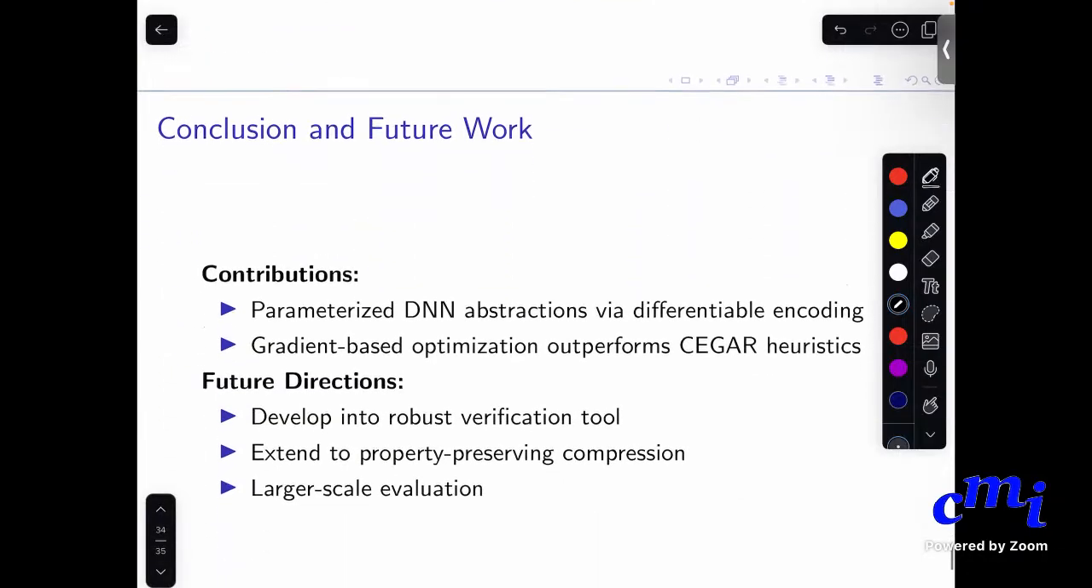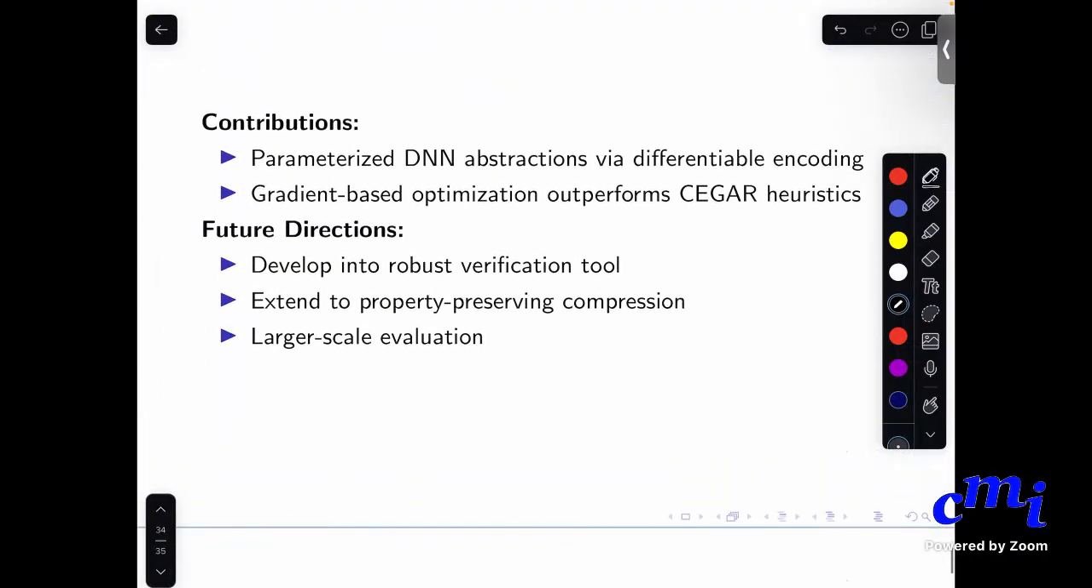The conclusion and future work: the contribution is parameterized DNN abstraction via differentiable encoding. Gradient-based optimization outperforms the Sigurd heuristics that was shown before. Future direction is to develop it into a robust verification tool, extend the property preserving comparison, and do a larger scale evaluation, because this is a very small neural network that was considered.